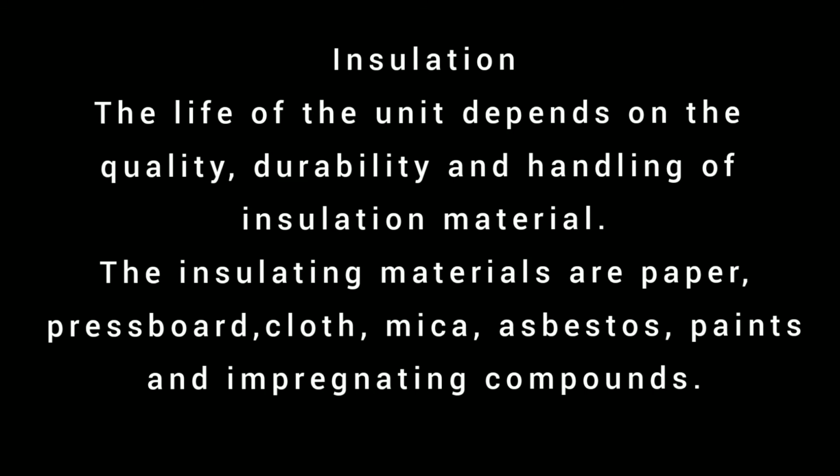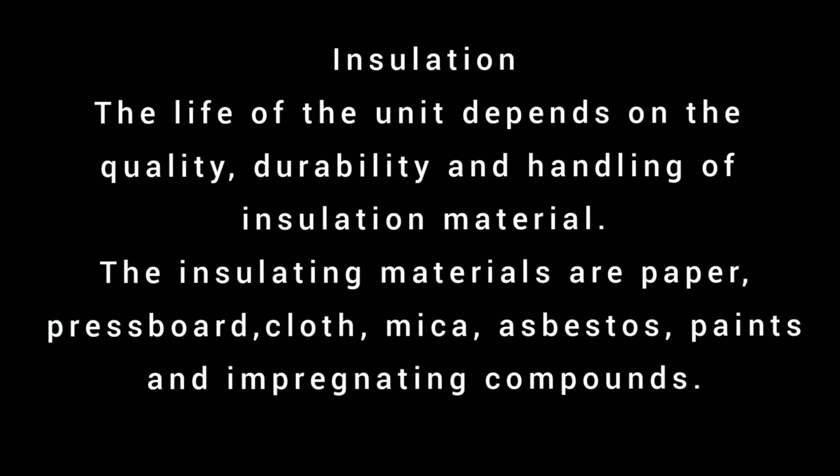The insulating materials are paper, pressboard, cloth, mica, asbestos, paints, and impregnating compounds. Impregnating compounds means the compounds which are dipped in oil so that it acts as a dielectric. Insulation used in a transformer can be classified into two groups. First one is major insulation and second one is minor insulation.